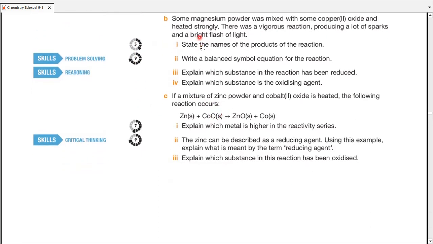All right, let's do it over here. We have solid magnesium and solid copper oxide, and then it turns into magnesium oxide, again solid, plus solid copper. First things first, this is the balanced chemical equation with the correct state symbols.